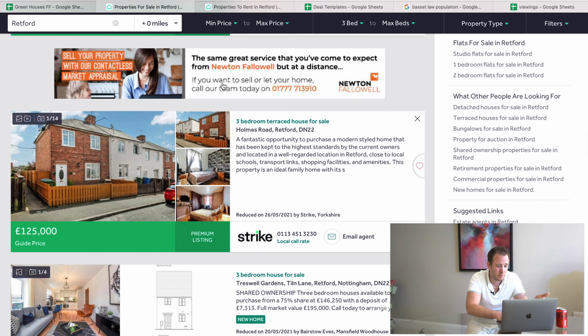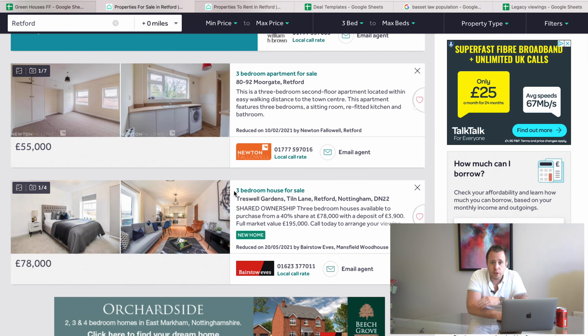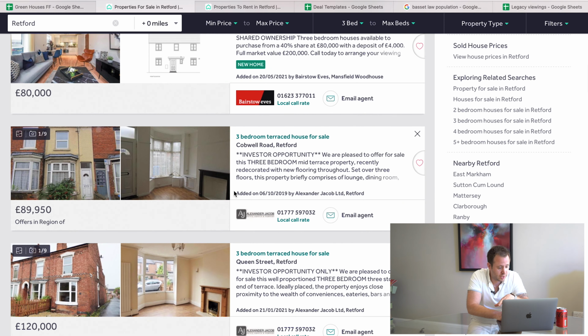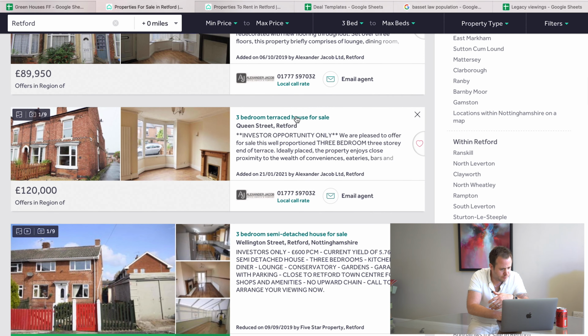That said, there is only a few properties for sale that are going to hit the mark for us. So I think what we need to do is have a look at some properties and get an idea of which ones we want to call, and then call through, book some viewings so that we can go and see them. The first one that sort of piqued my interest is this one on Queen Street.